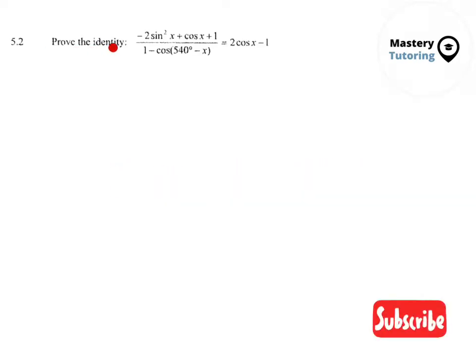Now it says prove the identity. You're given the left-hand side, it must be proven that it is equal to the right-hand side. So, a question similar to this one, obviously we need to choose one side that we are going to use to prove that it is equal to the other side.